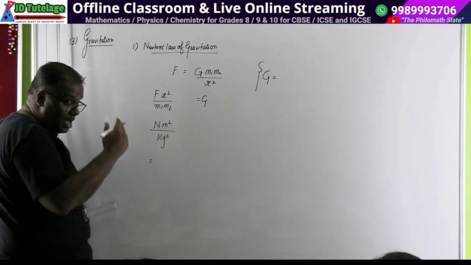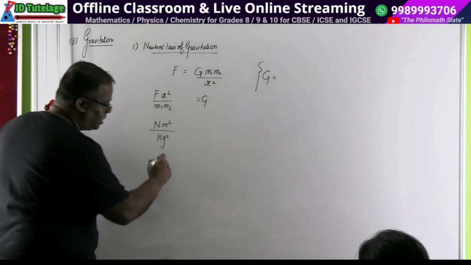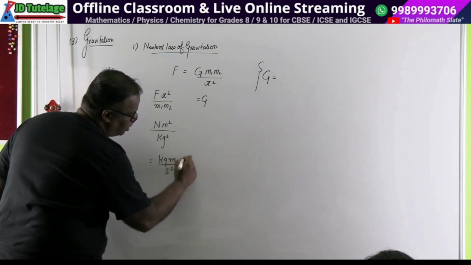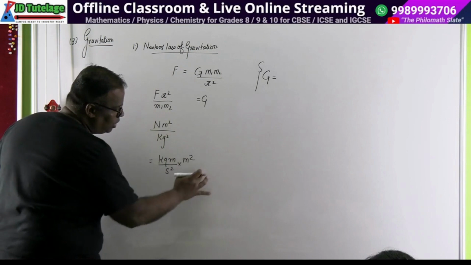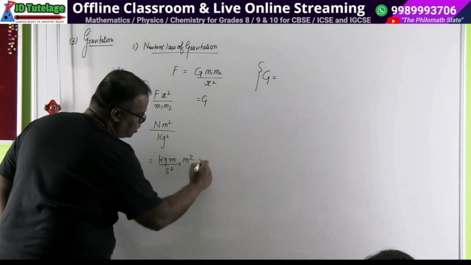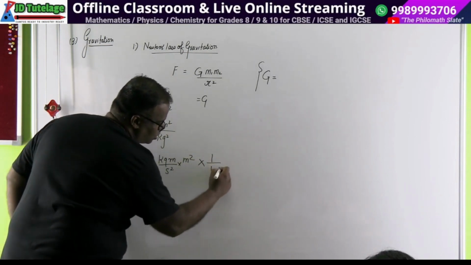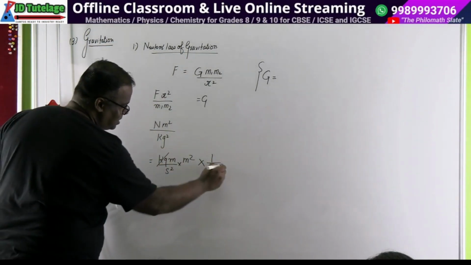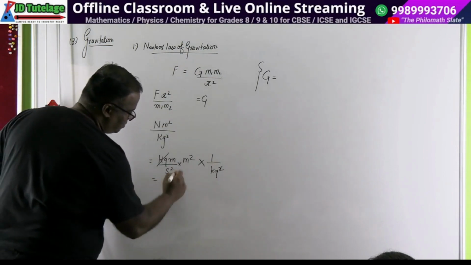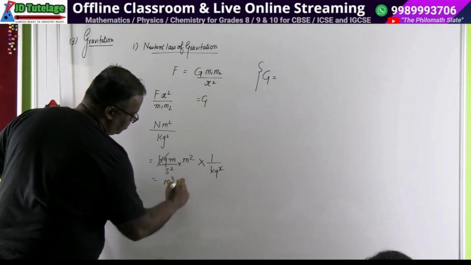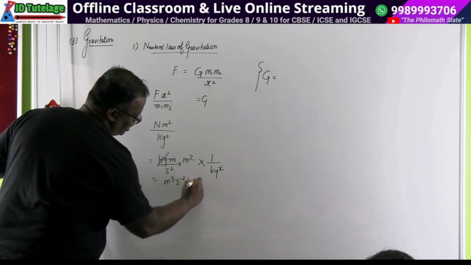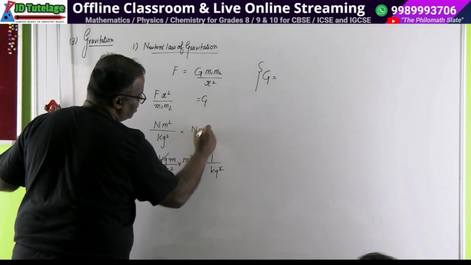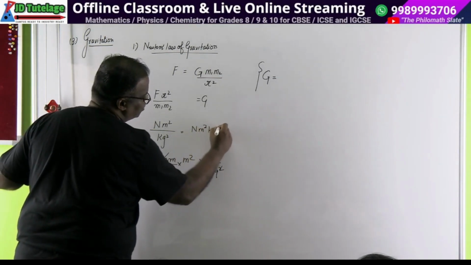Newton means mass into acceleration, kg meter per second square, into meter square, whole thing divided by kg square, means into 1 by kg square. Now we need to do cancellation, and then this becomes meter cube second minus 2 kg minus 1. Either you can leave it like this, and at your level you can leave it like this also, Newton meter square kg -2, stop at this.